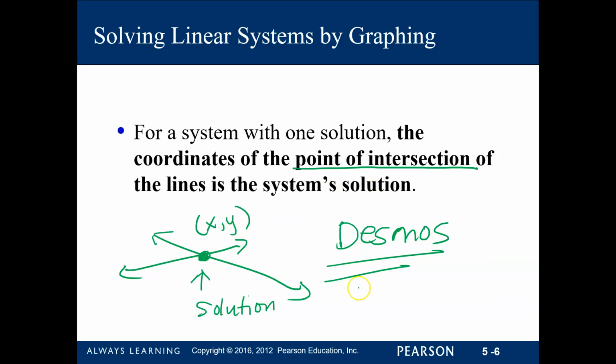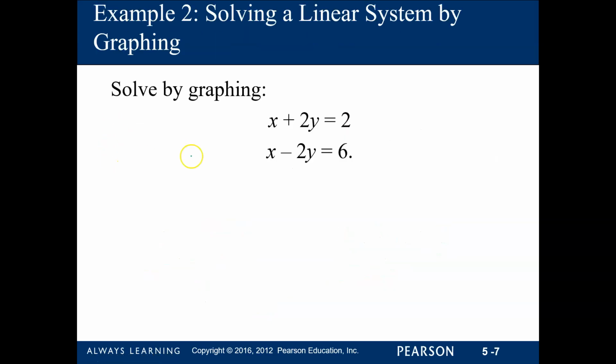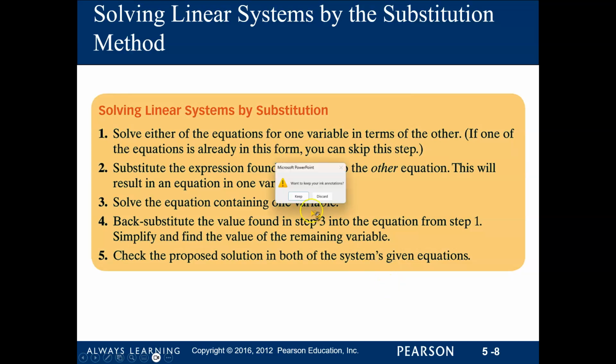All right. So let's begin our example. We have our two equations here, x plus 2y equals 2, and then the other one is x minus 2y equals 6. So if you have your graphing calculator, let me just, oops, sorry, my bad.